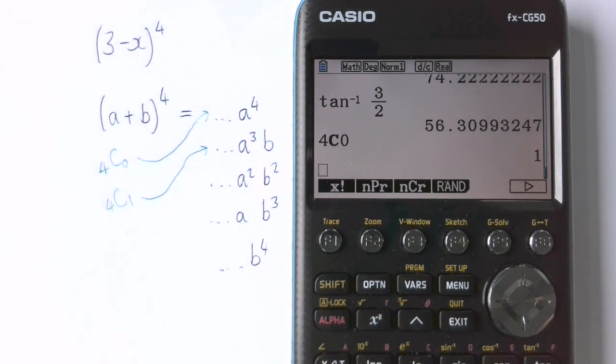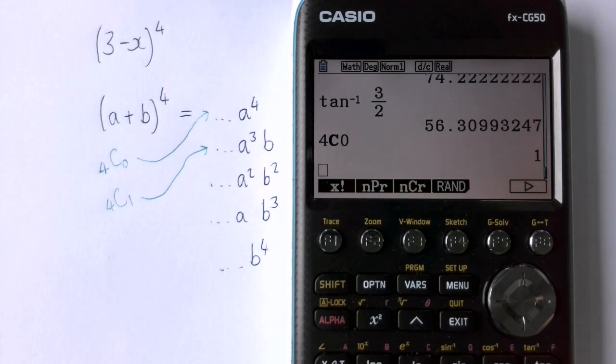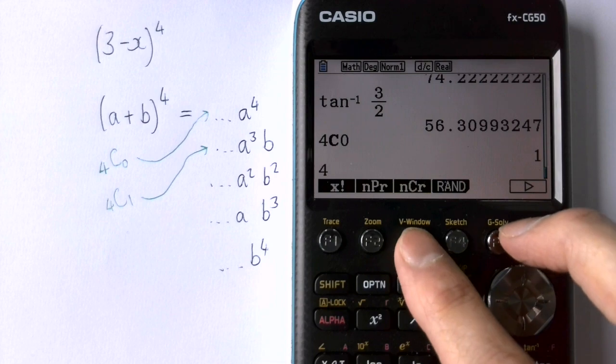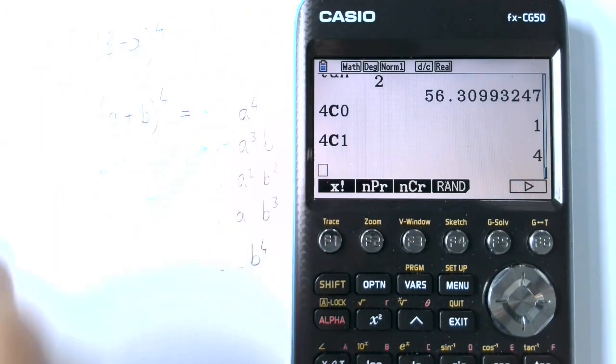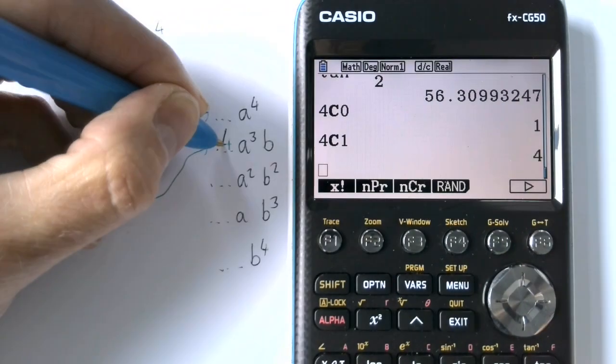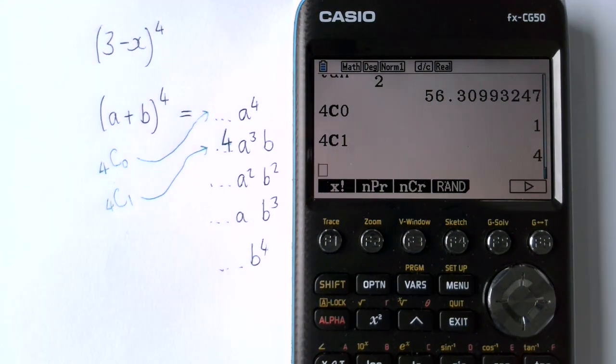I'm just going to turn the brightness down. Hang on a moment. There we go. And 4C1 will be 4. Let's change back to black. And that's always 4. Sorry, still got brightness issues.